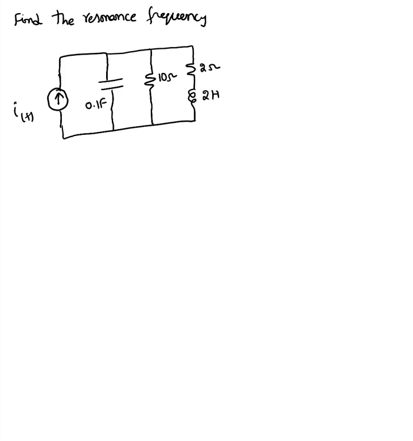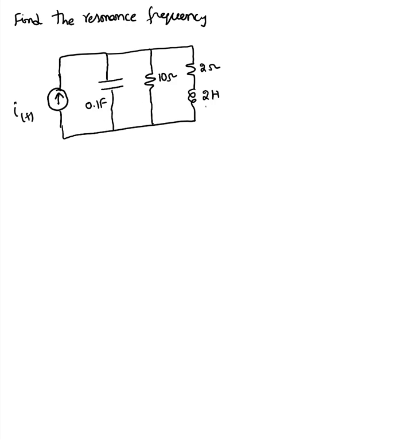Here is the next example. In this example also, he is asking us to find the resonant frequency. As I mentioned, a circuit is going to have a resonant frequency if it has an inductor and capacitor in the circuit. So I have an inductor here and a capacitor here, so we can find the resonant frequency for this circuit.